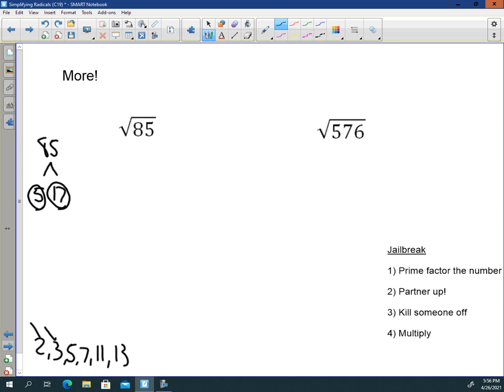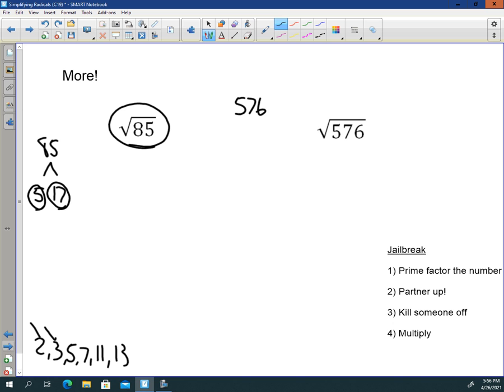And that means the square root of 85 is already simplified. It's not going to get simpler than that. There's not going to be any partners to partner up. There's nobody to kill off. There's nobody to bring out. So square root of 85 is just done. If you run into a time when you go to prime factor a number and it splits into two prime numbers, that's already simplified. Let's take a look at 576.